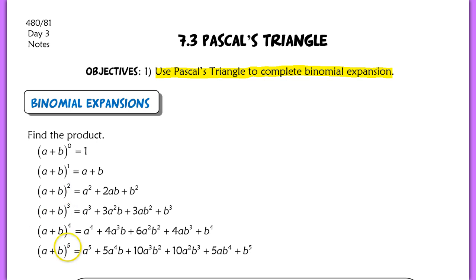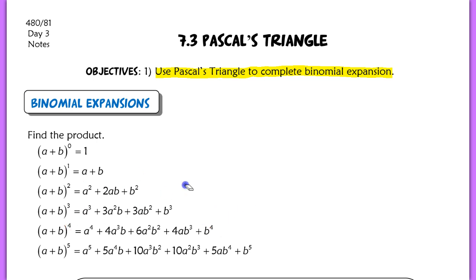But as soon as we get to higher powers, then we have to do a little bit more work here, because to get a plus b cubed, I would take a plus b squared and then multiply it by another a plus b. That would result in this product here. If I wanted to find a plus b to the fourth, I would take that a plus b cubed and multiply that by another a plus b. So you can see how I'd have a lot of work to do here to multiply all of these out.